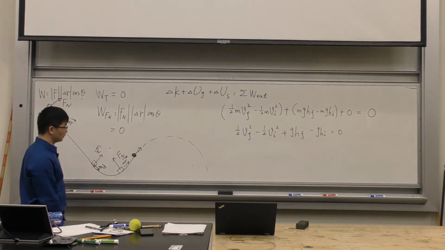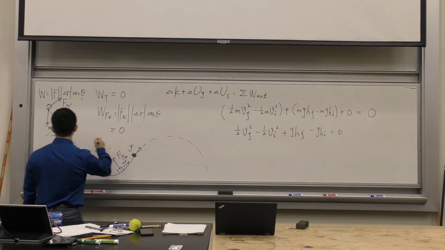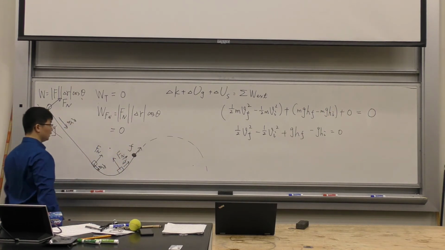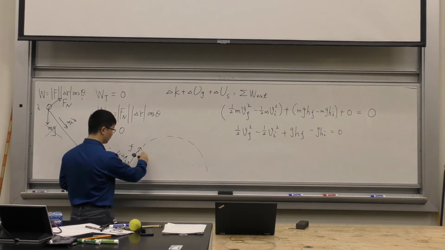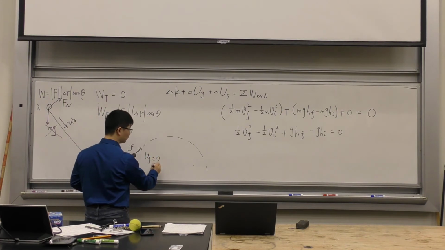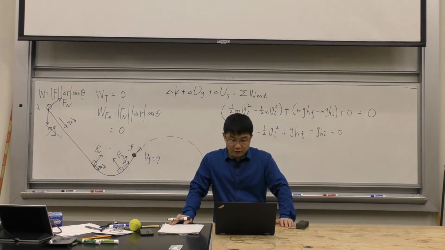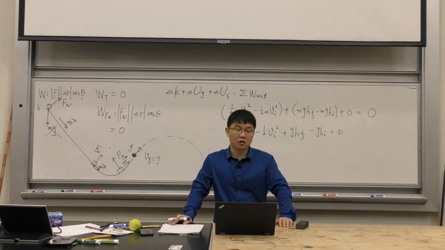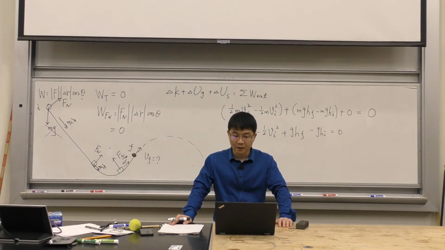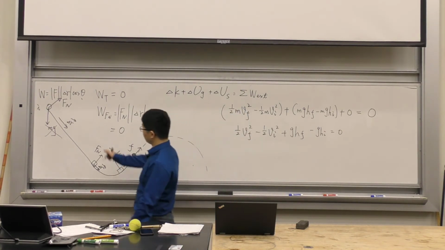So let's see. This is my final point. This is going to be my initial point. I'm trying to find vf, so I'm going to leave vf in that equation, right? What is vi? Well, she starts at the top, so she's going to start from rest when she starts skiing. So vi is going to be 0 at this point.